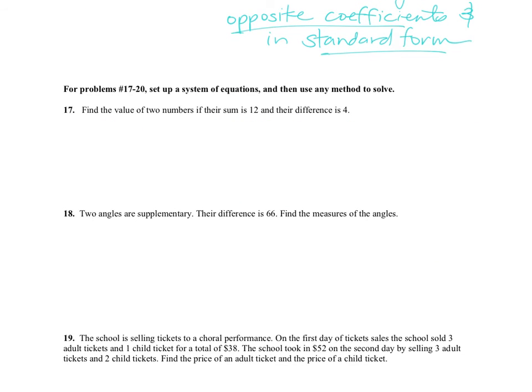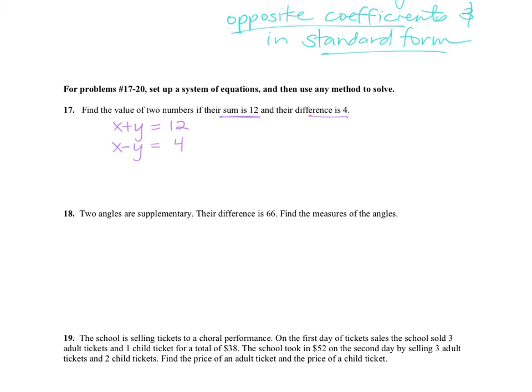Last 4. For these ones, it says set up a system of equations and then use any method to solve. So we're just going to set up what makes the most sense for each system. It says find the value of 2 numbers if their sum is 12 and their difference is 4. So 2 numbers, we'll call them x and y. That means x plus y is equal to 12, and their difference is 4, so that would be x minus y, difference is subtraction, equals 4.